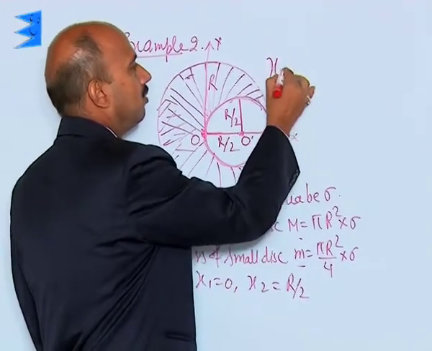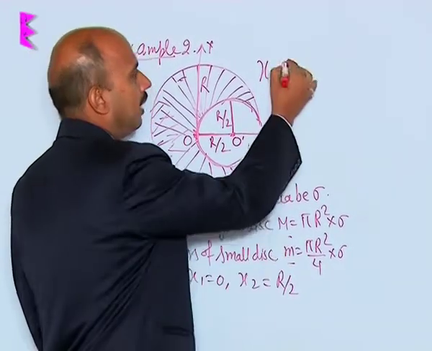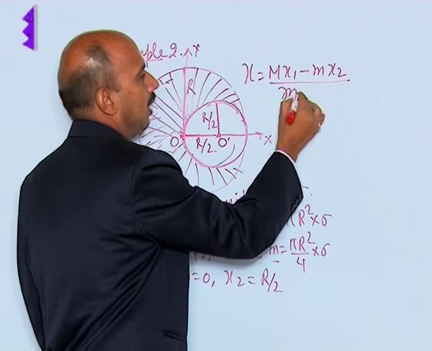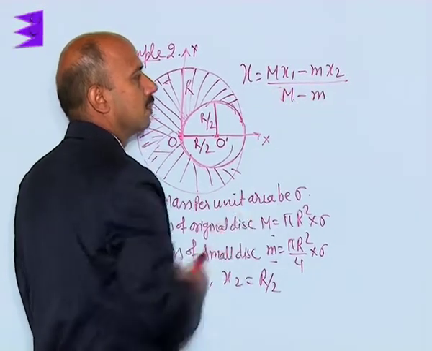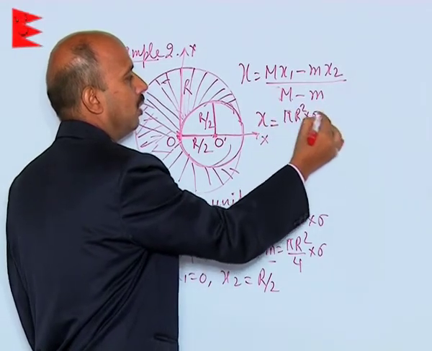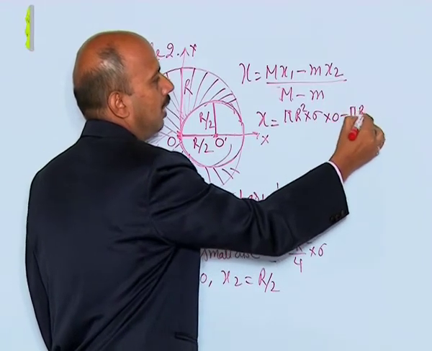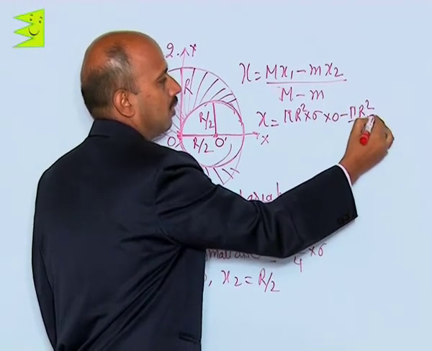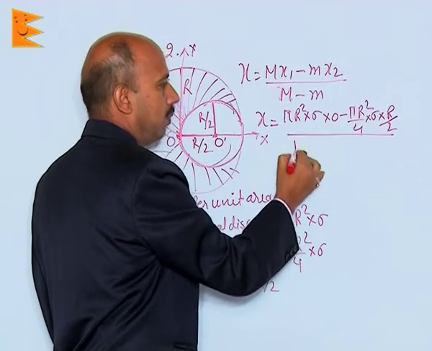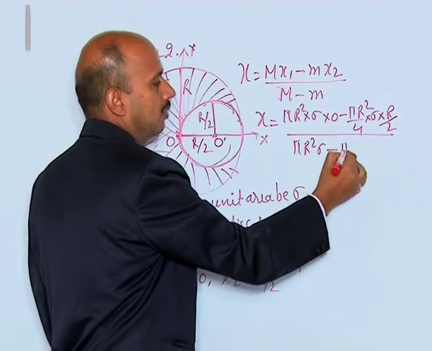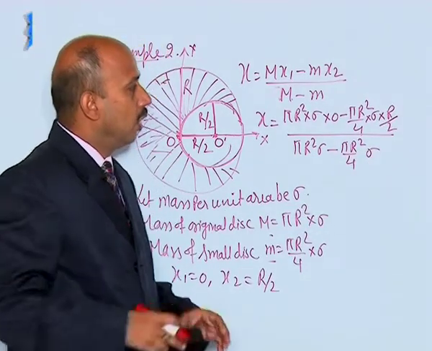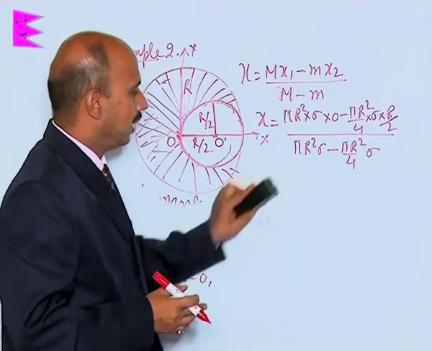So, we can write x is equal to Mx1 minus mx2 divided by M minus m. That is, x is equal to pi r square into sigma into 0 minus pi r square by 4 into sigma into r by 2, divided by pi r square sigma minus pi r square by 4 sigma. This we have written. Now, we can solve this.